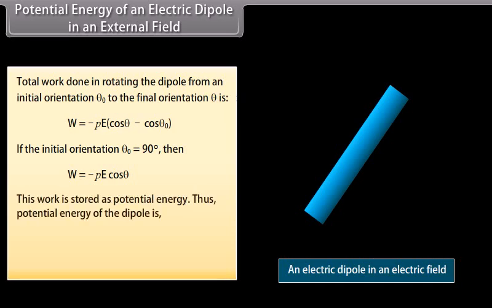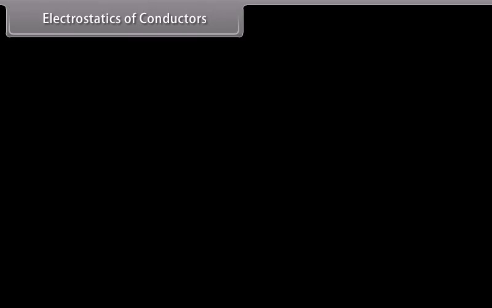This work is stored as potential energy. Thus, the potential energy of the dipole is U = −pE cos θ, which can be written as −p·E. Electrostatics of conductors.